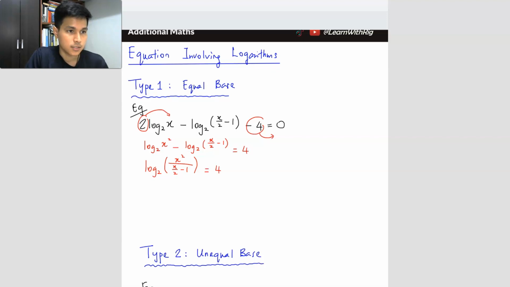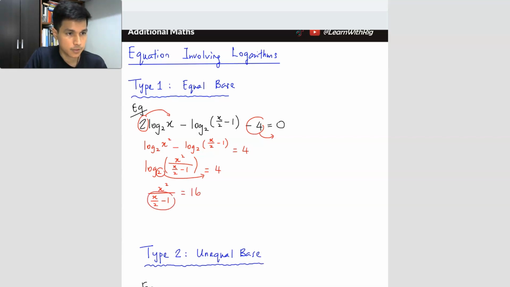Since this is a log equation, only one side has a log, the other side has no log. So we can take this 2 here and bring it across. This is the first thing we talked about, right? We want to change log form into index form. So it becomes x squared over x over 2 minus 1 equals to 2 power 4. Okay, so 2 power 4 is what? 2 power 4 is 16. So I just write here 16.